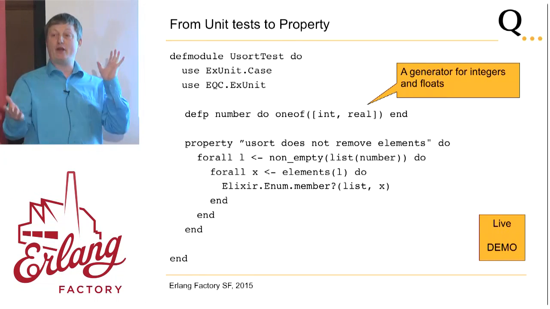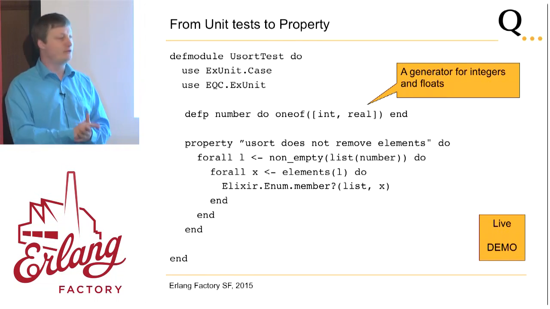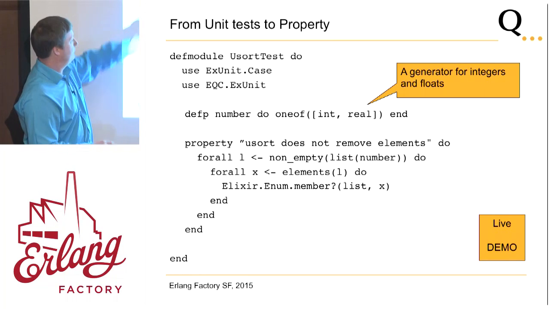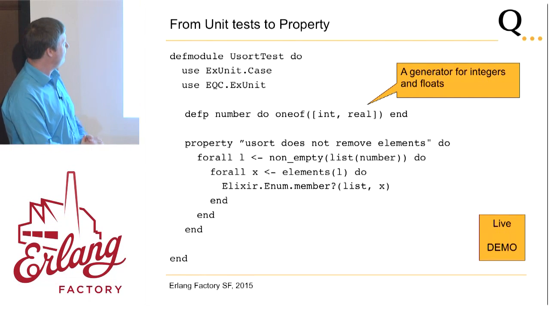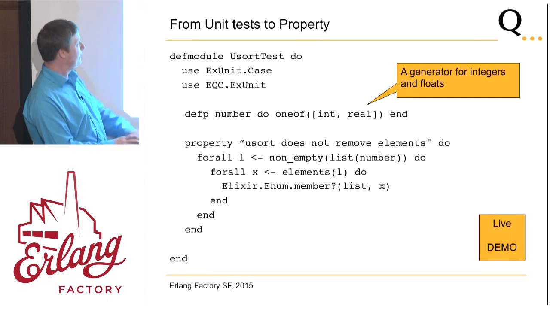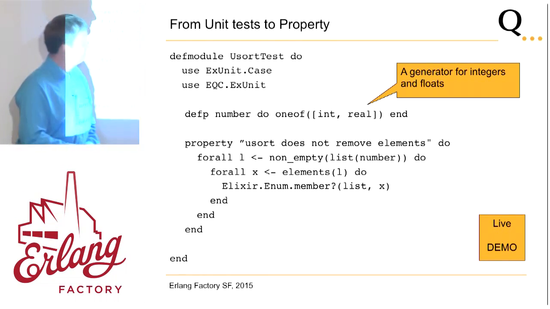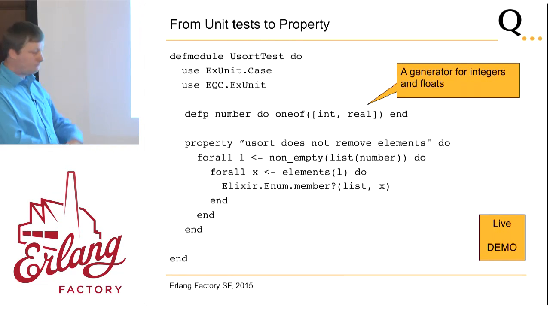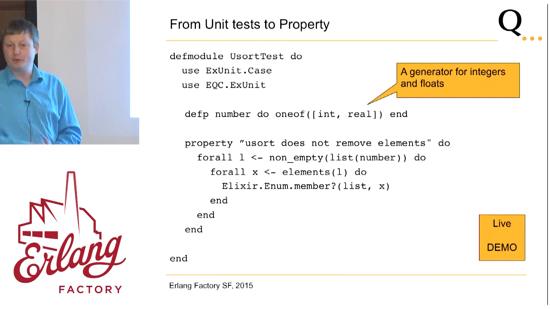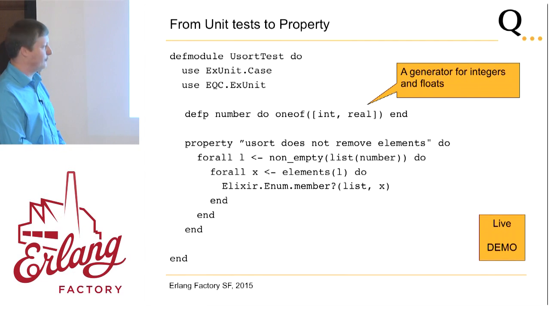So I make my own generator. In QuickCheck, you can make your own generator very easily. You do that with a private definition of the numbers. And a number is either an integer or a real. That's what we do. So you take either an integer or a real. And reals are floating point numbers. For historical reasons, we call that real.